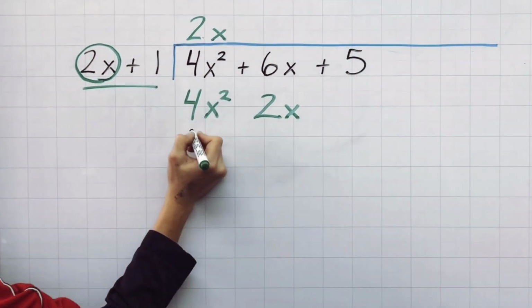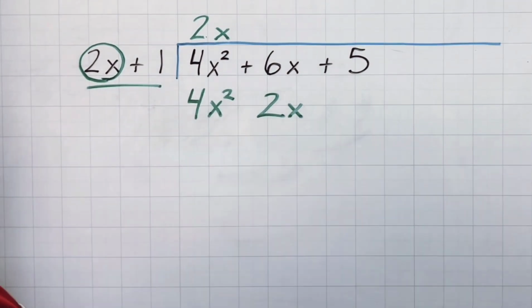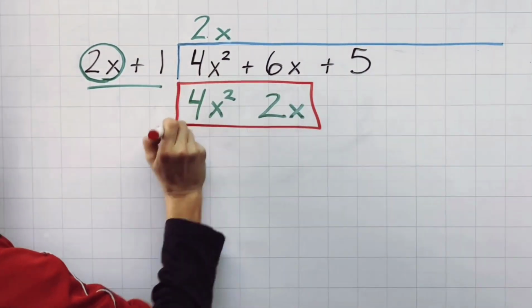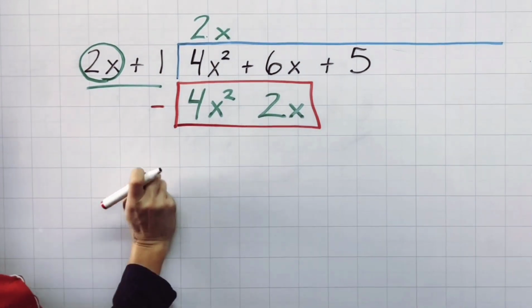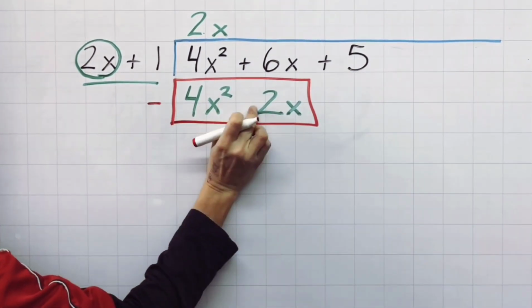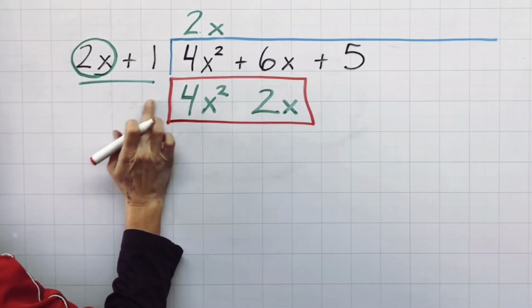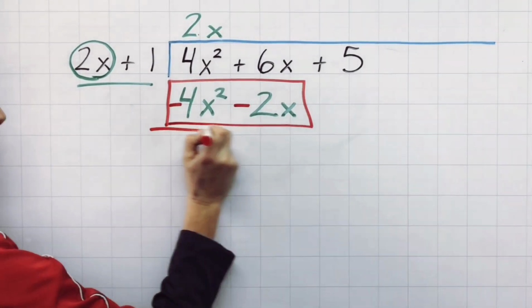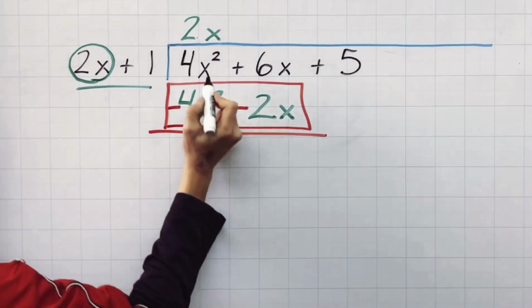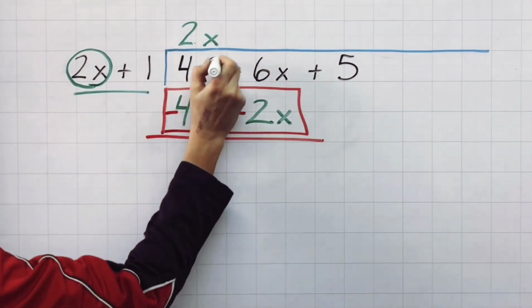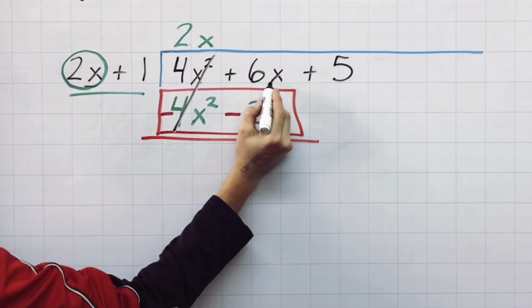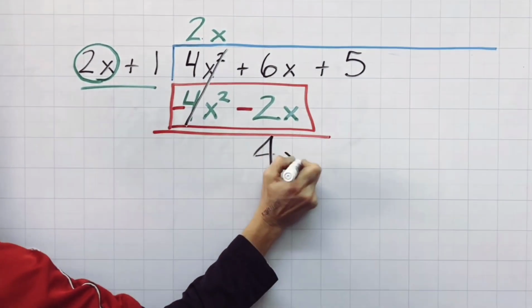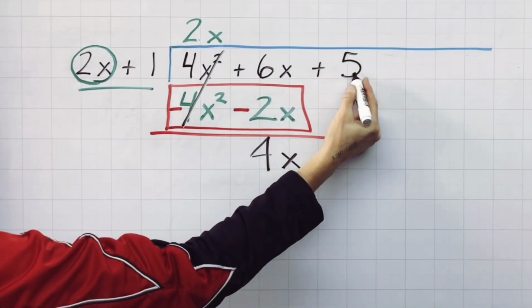What are we going to do with these terms? Well, we have to subtract them. So when we do this, we know that we're going to have to be subtracting both terms. So we have to subtract 4x squared and 2x. This will give us 4x squared minus 4x squared has to cancel to 0. 6x minus 2x, that gives us 4x. The next term comes down, plus 5.